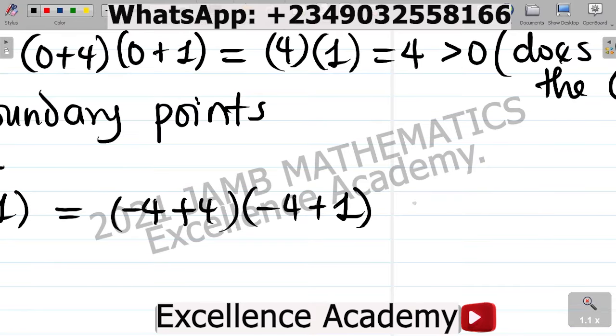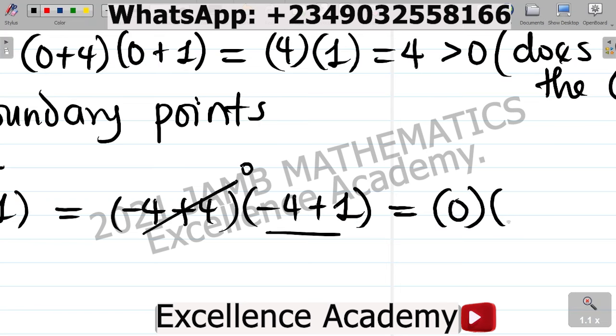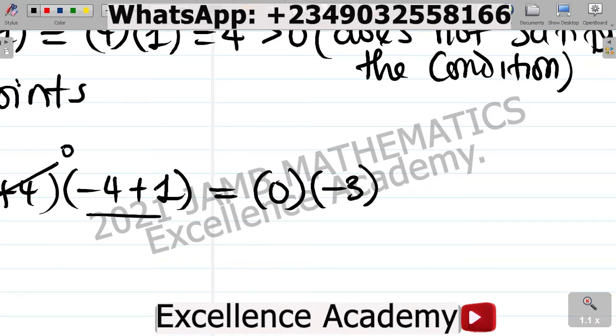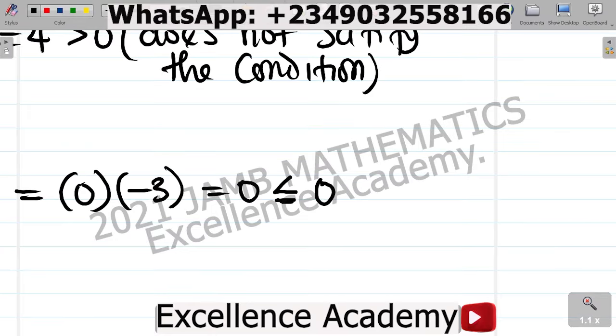Working on this, minus 4 plus 4 gives you 0. So that gives you 0 into minus 4 plus 1, which gives you minus 3. So 0 times minus 3 will be equal to 0. And this also satisfies the condition. The condition said it should be less than or equal to 0, and 0 is equal to 0. So we'd say it satisfies the condition.